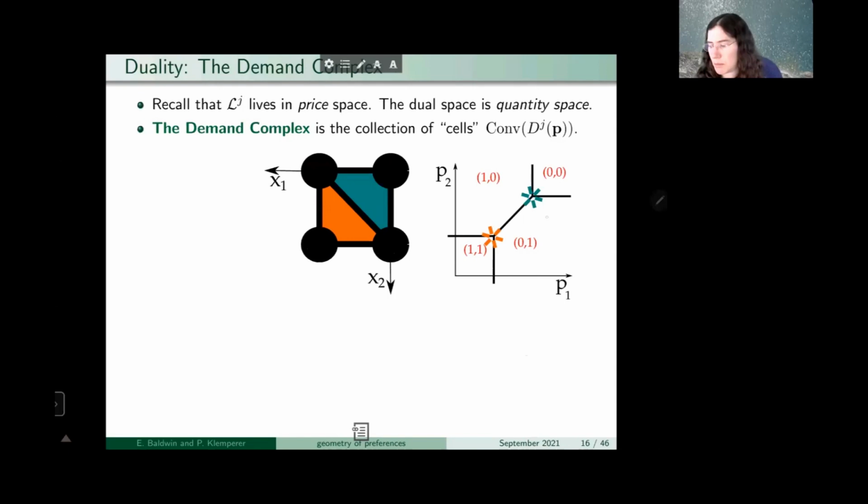If we think about the price that I've highlighted with a green star here, at that price, I would demand nothing or one good or the other good.